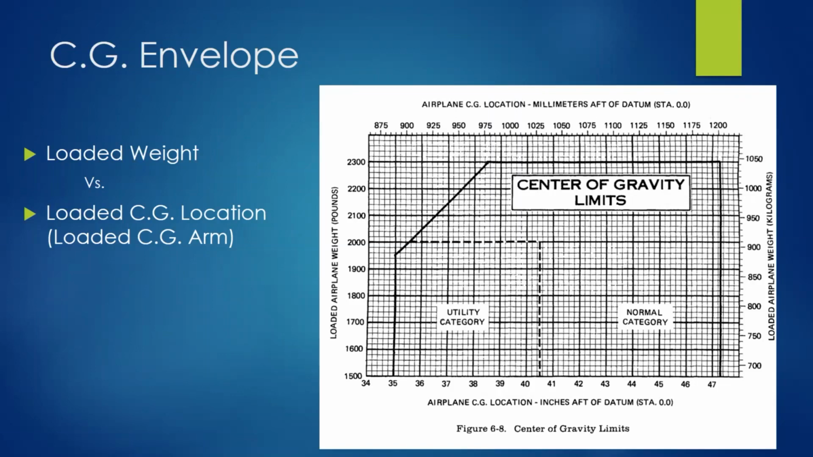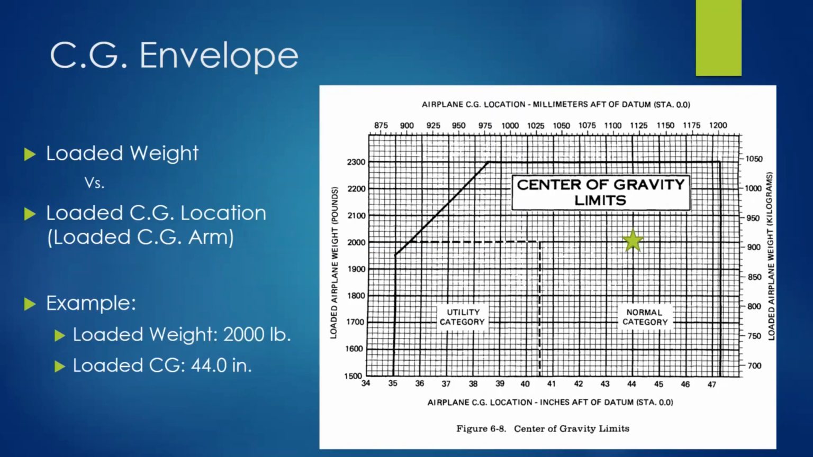So utility is more restricted, but the way we had it loaded, we had that equipment rack in the back and we had baggage and all that. You can see in this example, if we have a loaded weight of 2,000 pounds and a loaded CG of 44, we would end up here. That's a legal loading, okay, for example.